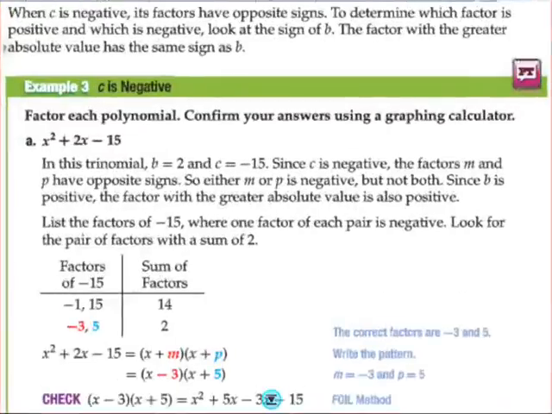Let's take a look here. When c is negative, when this last term is negative, then it means the signs of the numbers are going to be different. One's going to be positive and one's going to be negative. The only way to get a negative number from multiplication is if we multiply a negative times a positive. These are probably the hardest variety because you're going to have to play with the signs until you get them right.